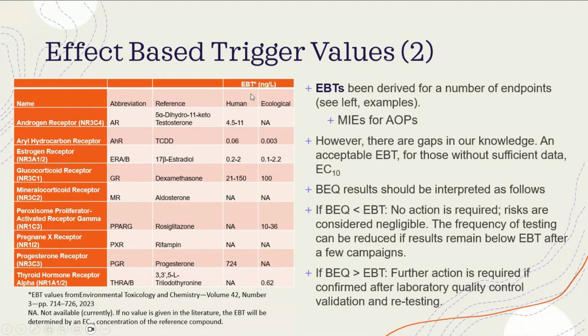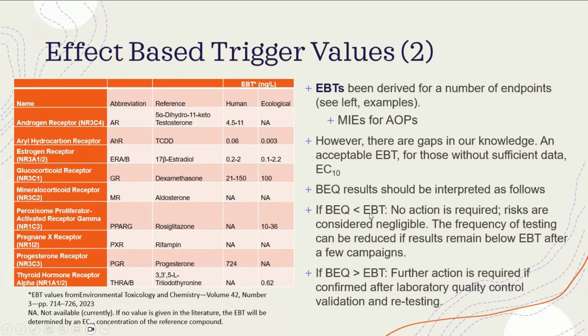If we do not have an EBT, then what is commonly used is an effective concentration 10%. For those of you who have worked in risk assessment, this is a common point of departure dose in a dose response curve. And it is appropriate if there is no set EBT. And so again, we have this trigger dose relative to the reference compound, and we are looking at our sample's BEQ in terms of this reference compound to determine whether we've exceeded the value or not.